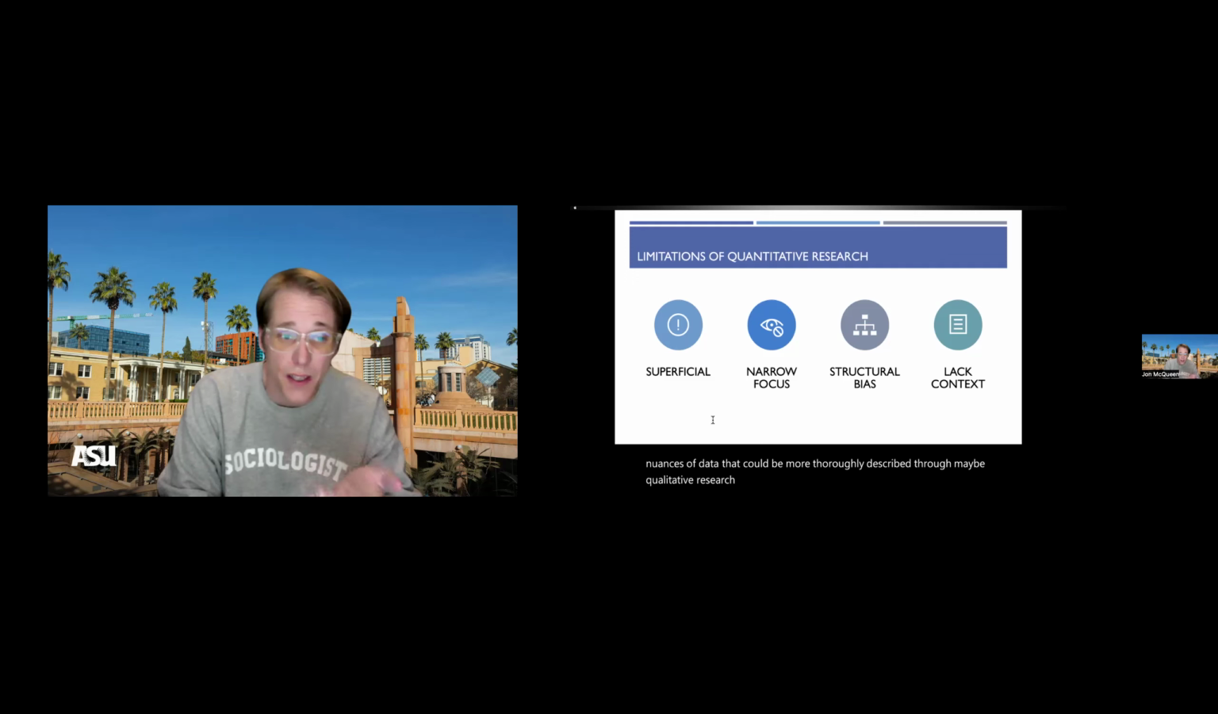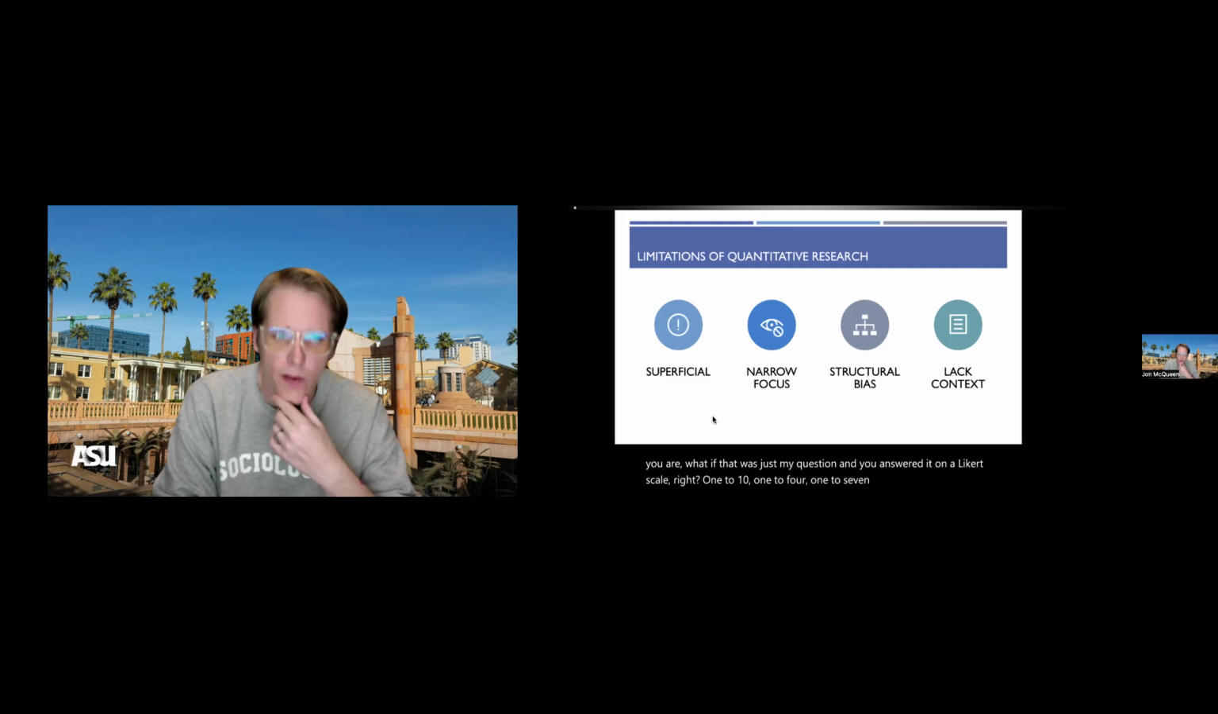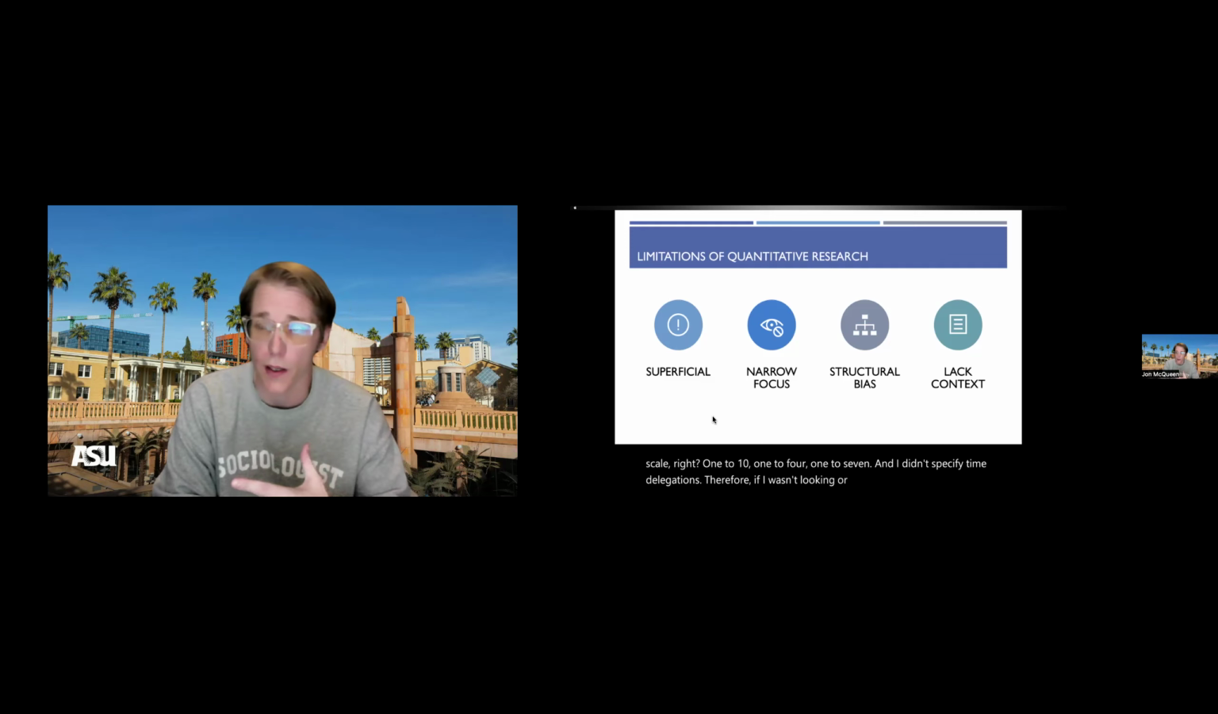Quantitative research also tends to have a more narrow focus, since this type of research measures specific variables that are decided by the researchers, right? That's one of the issues there. It is possible that other relevant variables related to the research questions are not being measured. Thus, if I wanted to ask what type of driver you are, and that was just my question and you answered it on a Likert scale, right, 1 to 10, 1 to 4, 1 to 7, and I didn't specify time delegations, then I wasn't asking the question properly enough to avoid these issues that we just discussed.